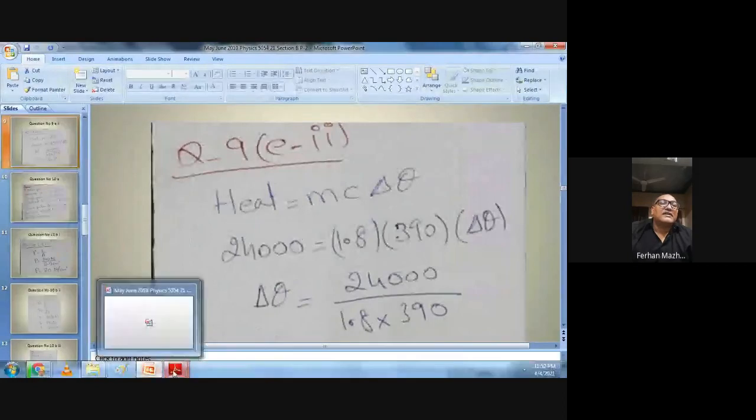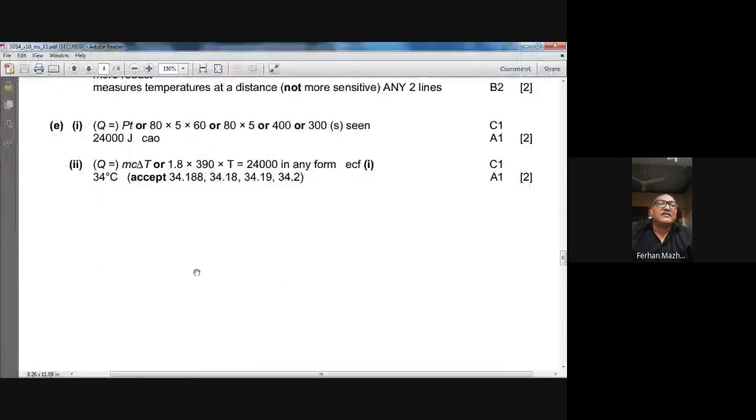So let's check the marking scheme. The marking scheme says 34 degrees centigrade. So I hope that you have understood, it's a 2 marks numerical, and a very, very famous concept. When the temperature changes, we use this equation, heat is equal to mc delta theta.